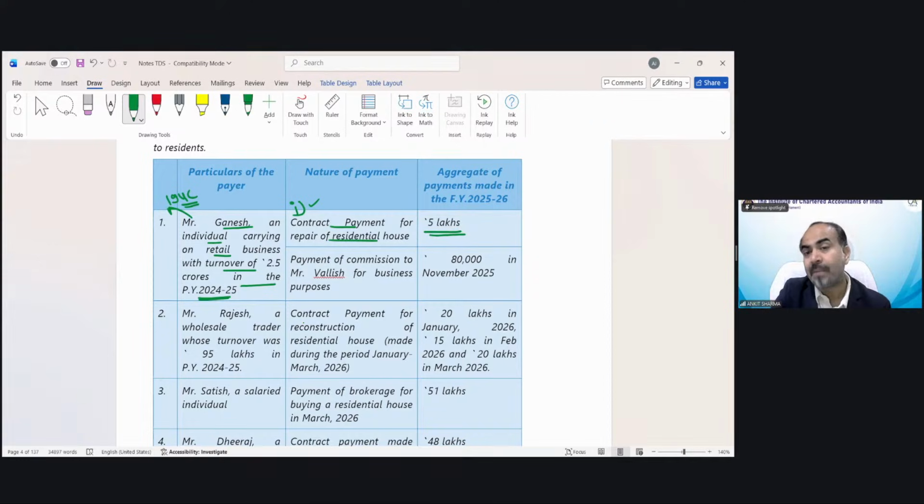So what is the amount limit to deduct TDS under section 194C? It is if it is exceeding 30,000 rupees for an individual contract. So can you tell me, can Mr. Ganesh deduct TDS under section 194C in this first payment of contract, 5 lakh rupees for repair of residential house? What is your opinion, students? Yes or no, and why?